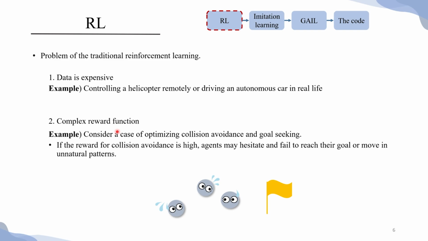Next, problems happen when the reward function is complex. Imagine a task where an agent needs to reach a goal without hitting other agents. If the reward for avoiding collisions is too high, the agent might be too careful and fail to reach the goal because they are too busy avoiding each other.